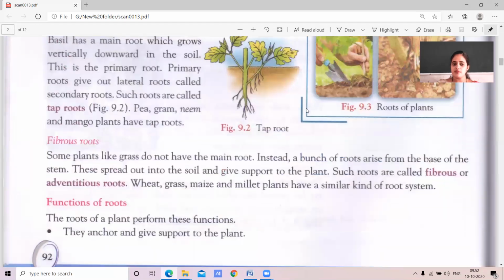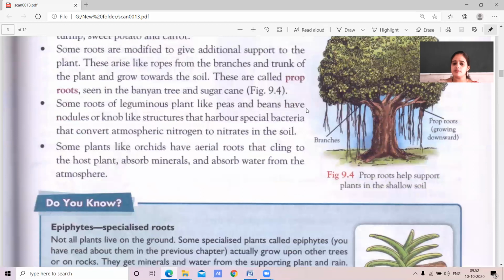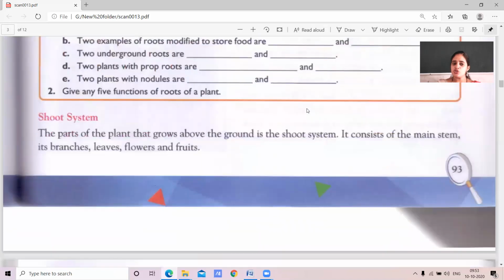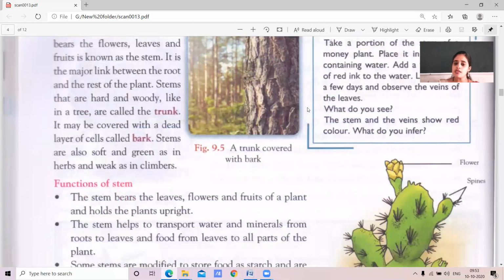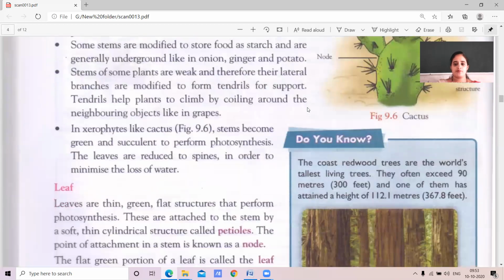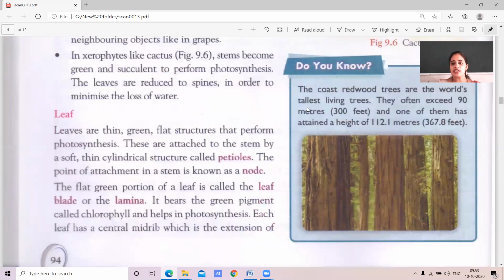Yes, children. And then in the root system, we learnt about the functions of the root. And we moved to the shoot system. The shoot consists of so many regions. In that, the stem consists of the leaves, flowers, fruit and bud. And we learnt about some functions of the stem. In today's class, we are going to learn the other part of the plant, that is the leaf.